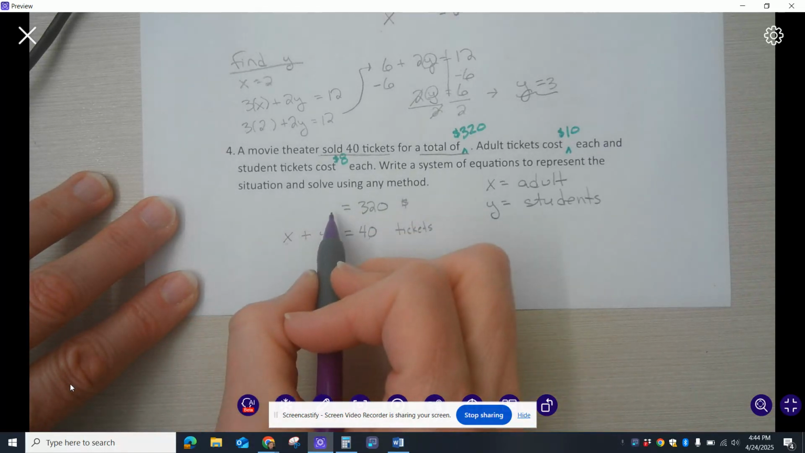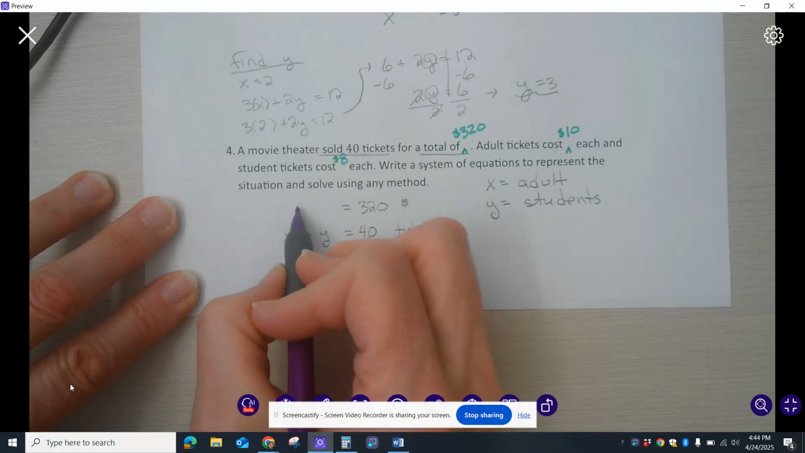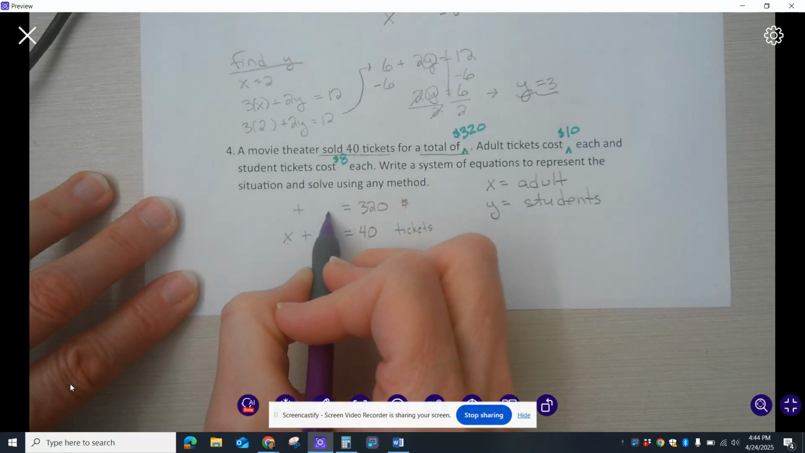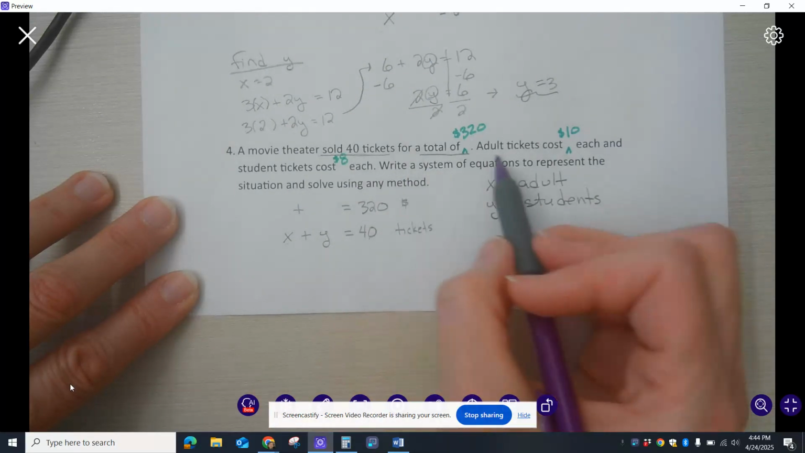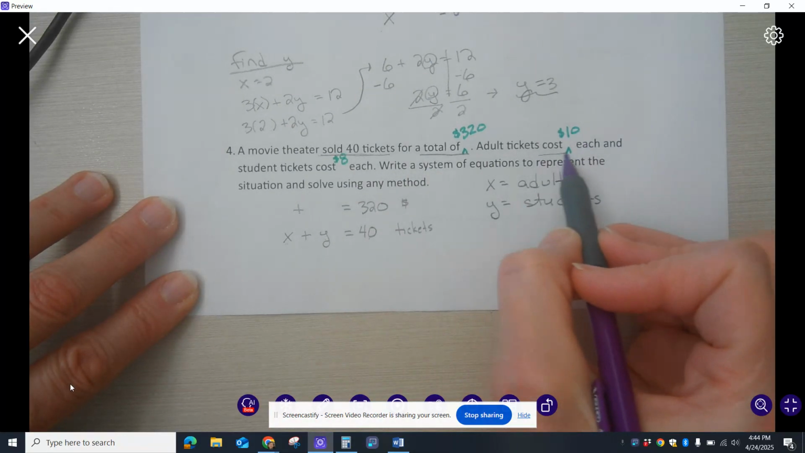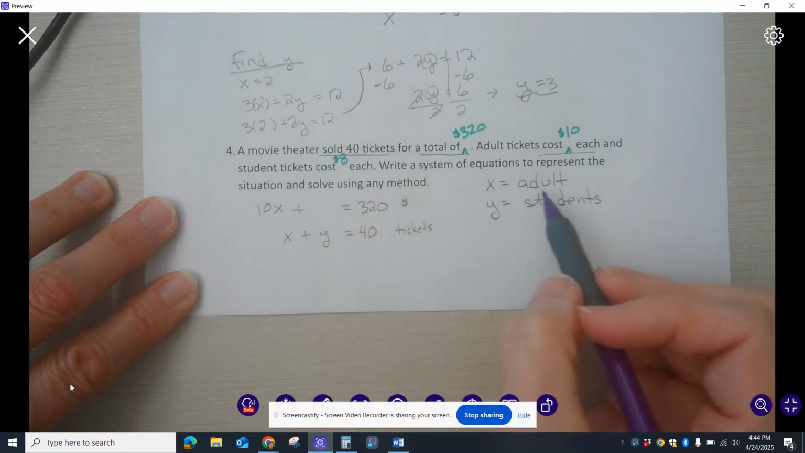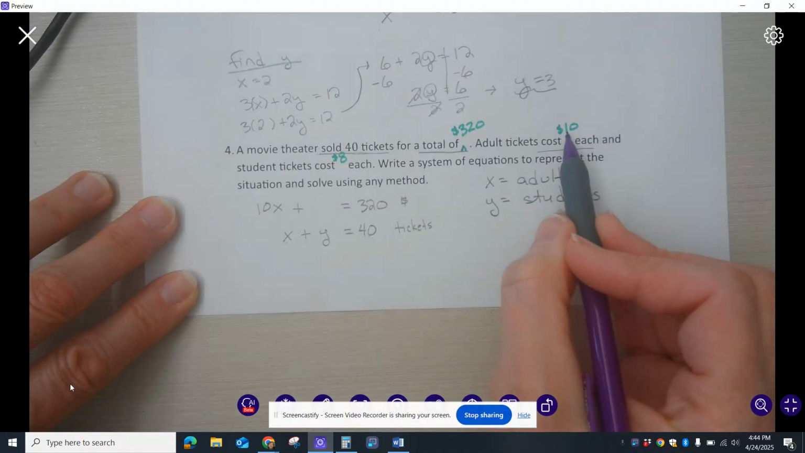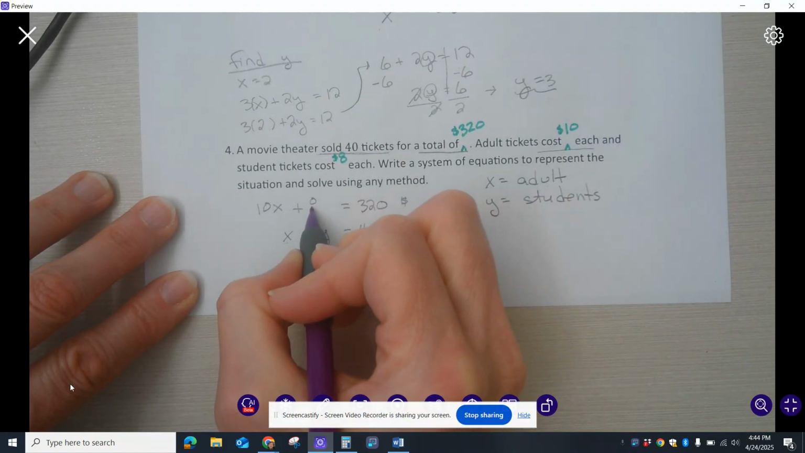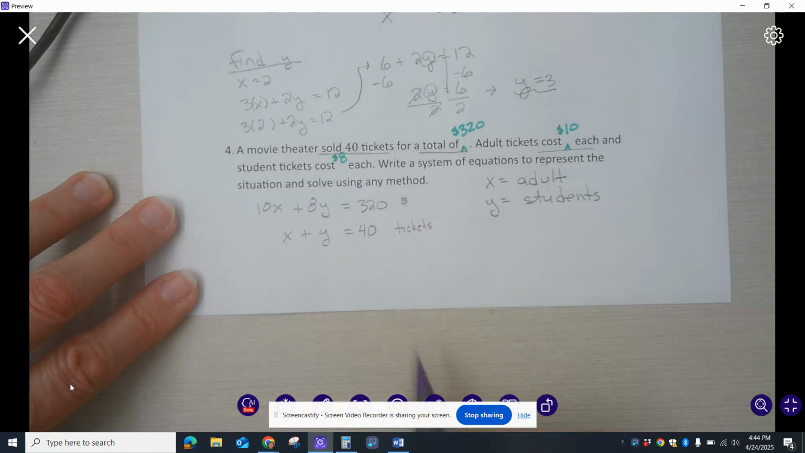This equation needs to be all money. So this needs to be the cost of adult tickets plus the cost of student tickets equals 320. Well, it said that adult tickets cost $10 each. So that would be 10 times X. Adult tickets, we said, are X, and they're $10 each, plus 8 times Y, that is the cost of student tickets. Now we need to solve this for X and Y.